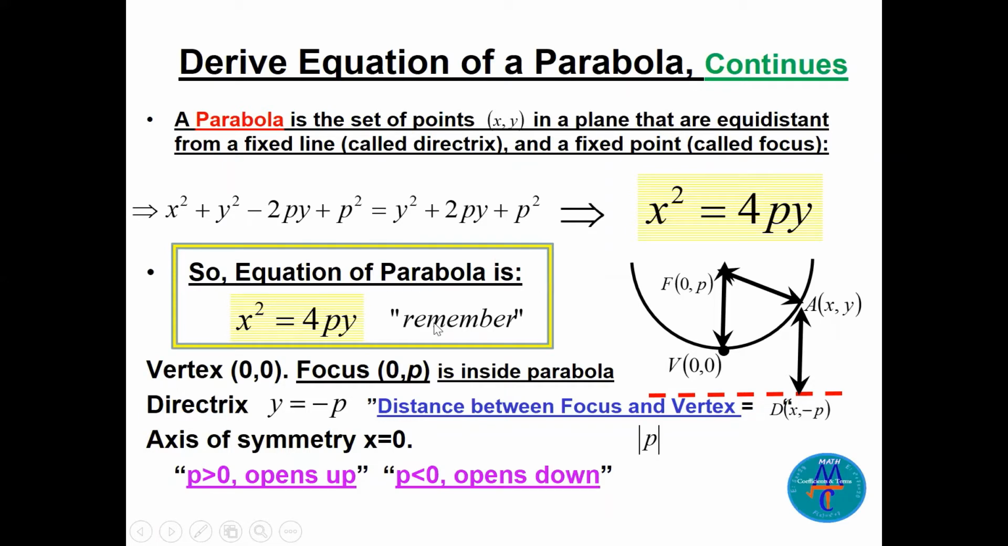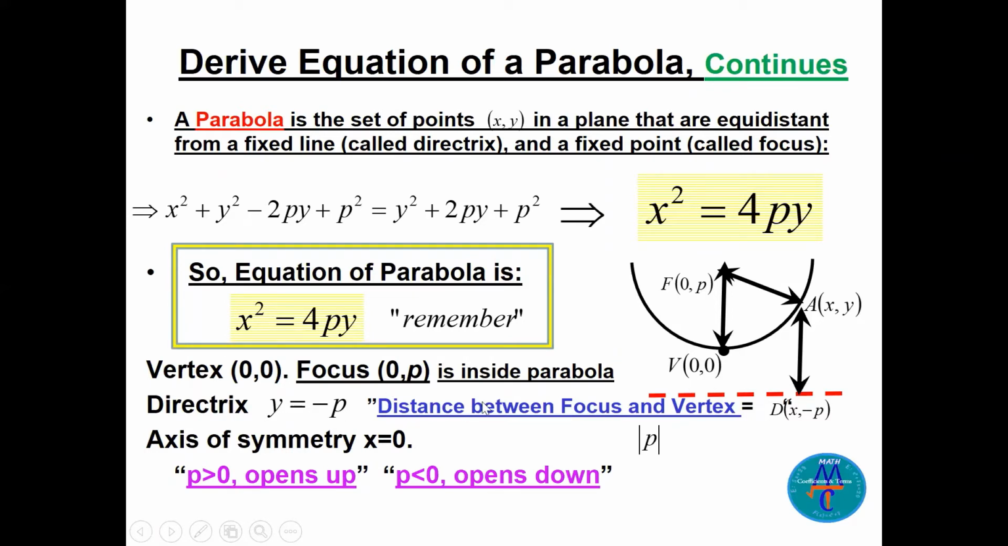Now the information you need for this function is the vertex (0, 0), and later we will see the vertex (h, k). But now we will take the vertex (0, 0). Focus now (0, p). So the focus is always inside the parabola. So this is the parabola here, and the focus is always inside. In any parabola, the focus is inside. The directrix is y equals minus p.